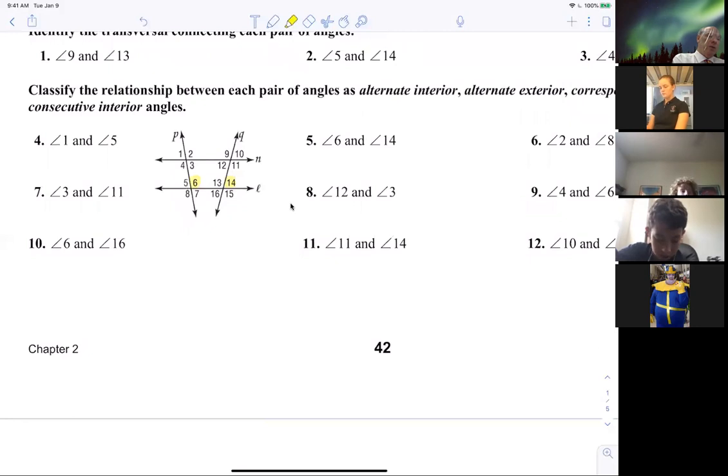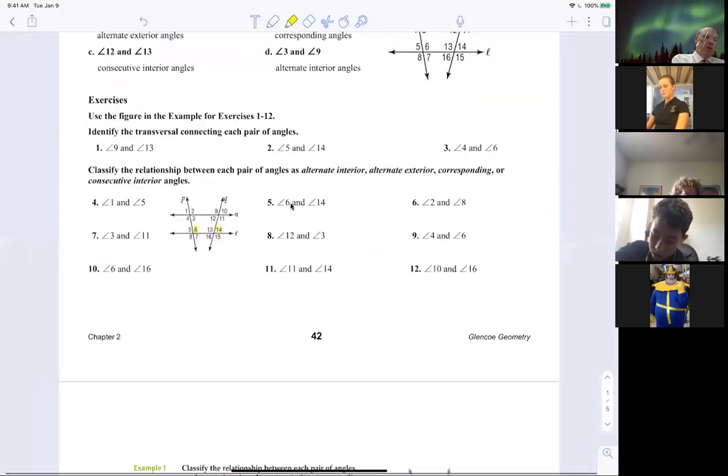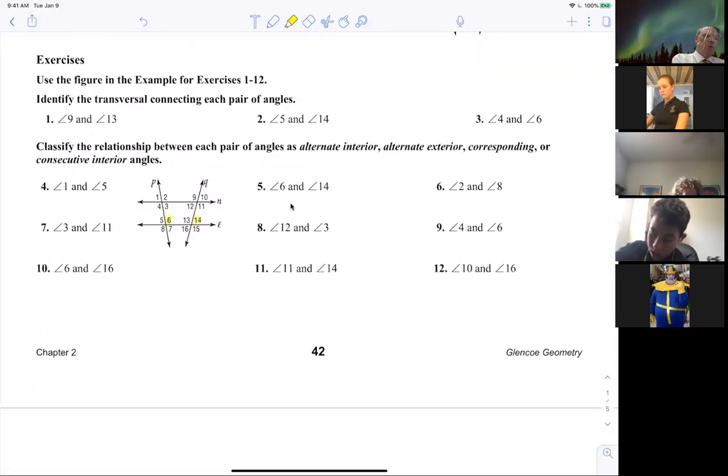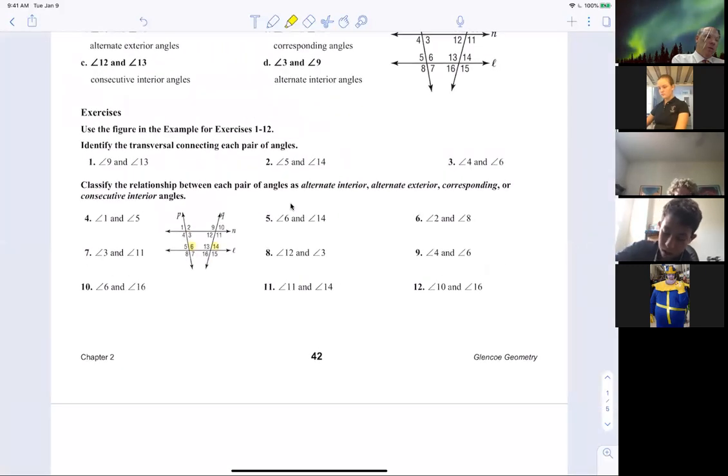Yeah, I'm just looking at the same one. Yeah, I was like that too. I was like, what figure are they looking at? Right, but then they said in exercises 1 through 12.